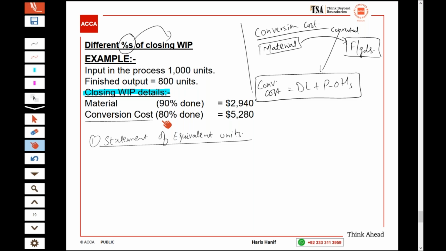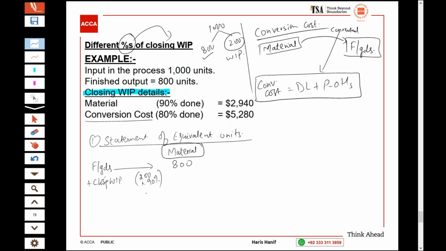Now the percentage applies to the closing inventory. With respect to material, the finished goods are 800 units, which is done, out of 1000 units, and 200 are in closing WIP. Closing WIP with respect to the material is 90% done, that is, material is allotted to the closing WIP at 90%. 200 multiplied by 90% is 180. So the equivalent units with respect to the material are 980.